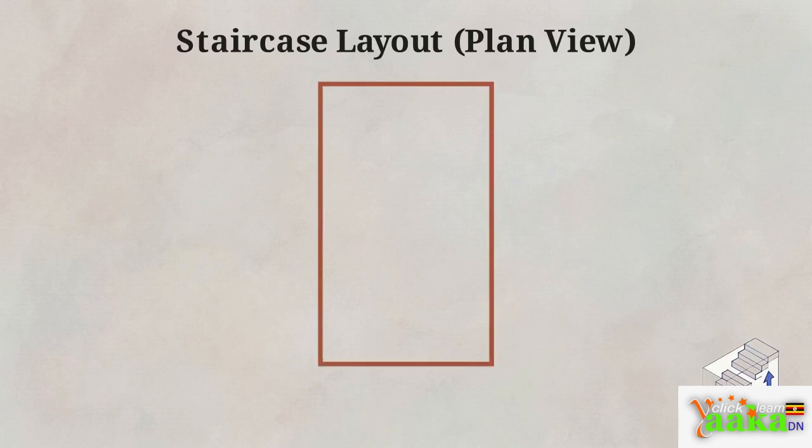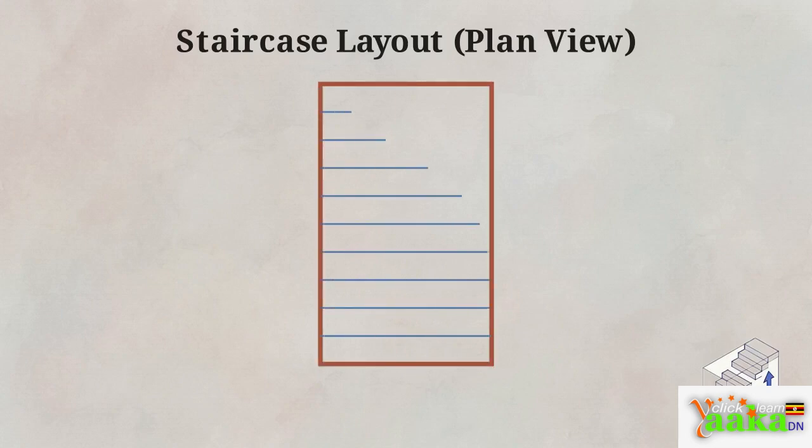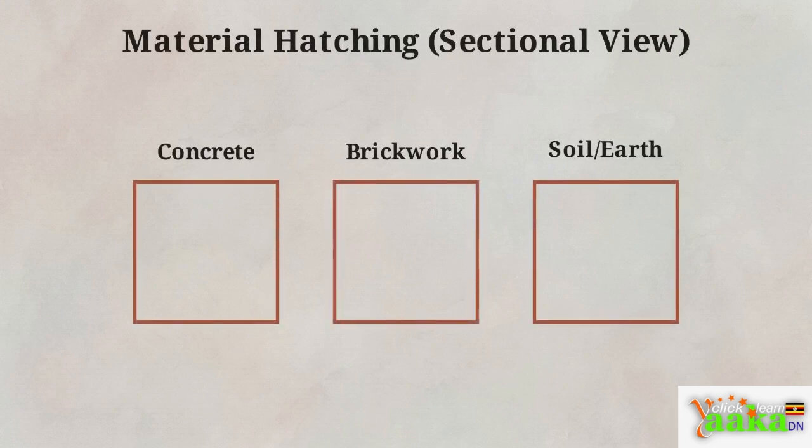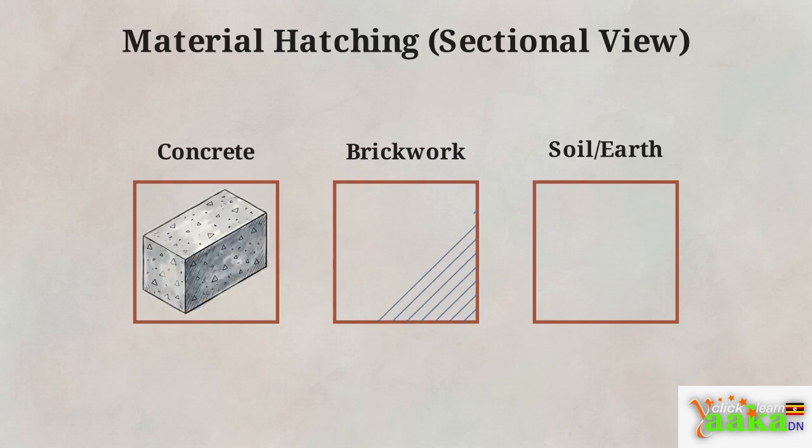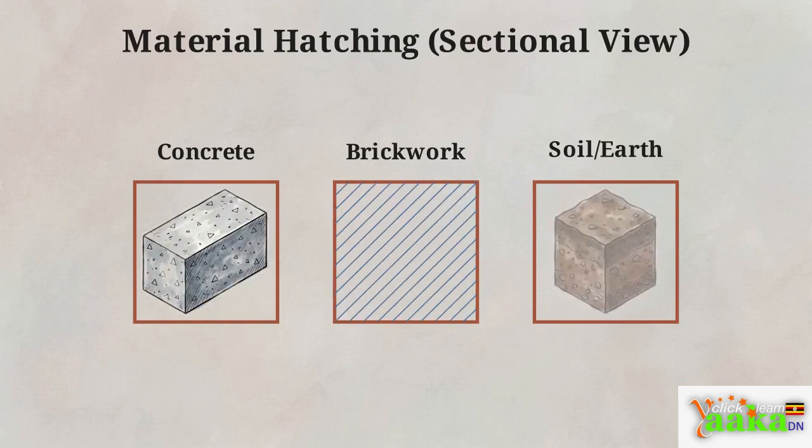Staircases require a series of clean, parallel lines for the individual steps. Crucially, they strictly require a bold arrow indicating the upward or downward direction of travel from that floor level. In section views, we use hatching, specific angled line patterns, to dictate materials. This diagram shows cross-hatching for concrete, diagonal lines for brickwork, and the standard earth pattern for soil.